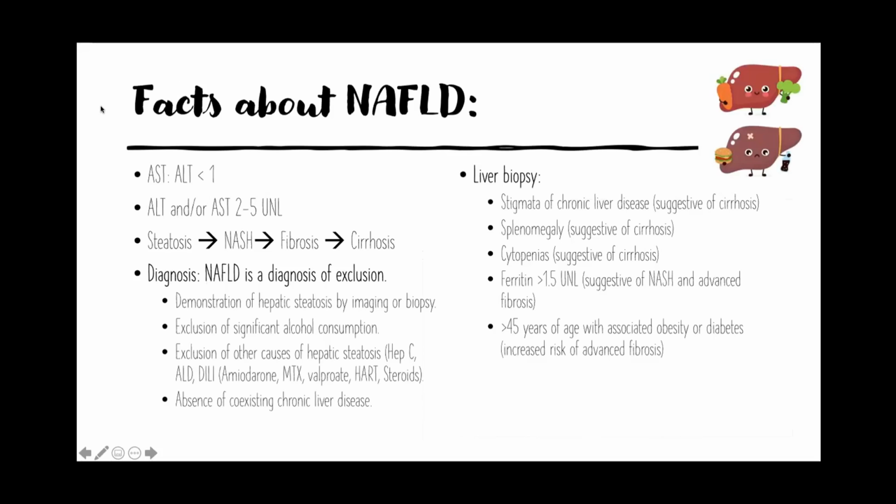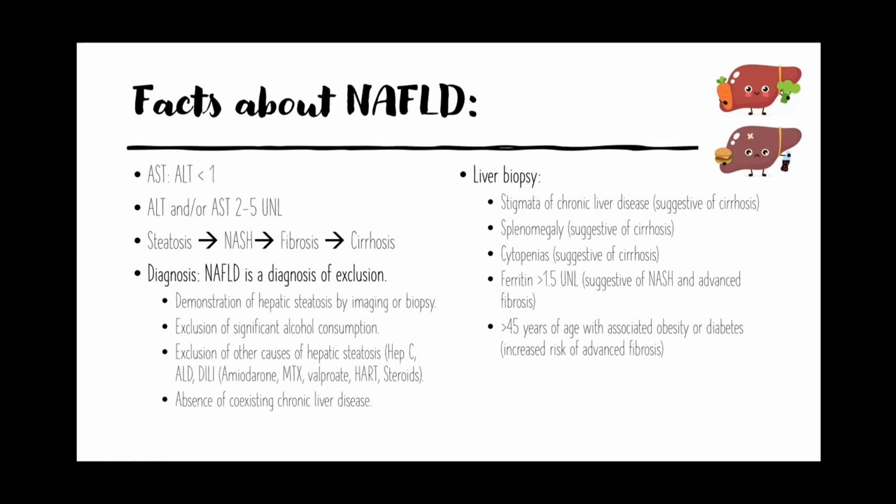So just some facts about non-alcoholic fatty liver disease: usually the AST to ALT ratio is less than 1, so ALT would be more than AST, and they're usually 2 to 5 times the upper limit of normal. You won't find more than 300 with NAFLD. Think about other causes if you have ALT or AST more than 300. A usual patient would start with steatosis and then steatohepatitis, which this patient has.